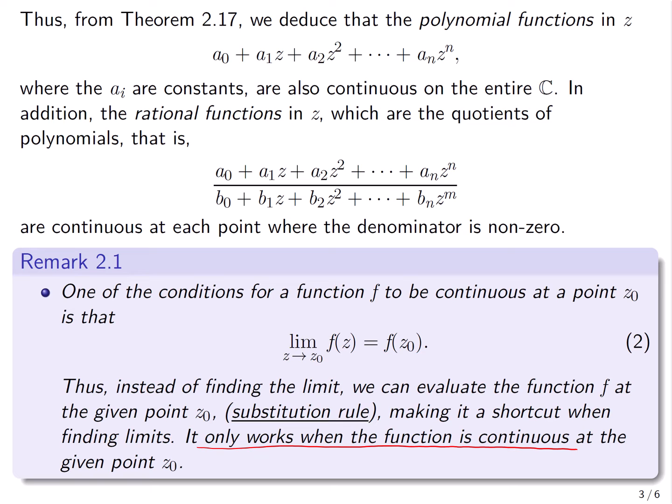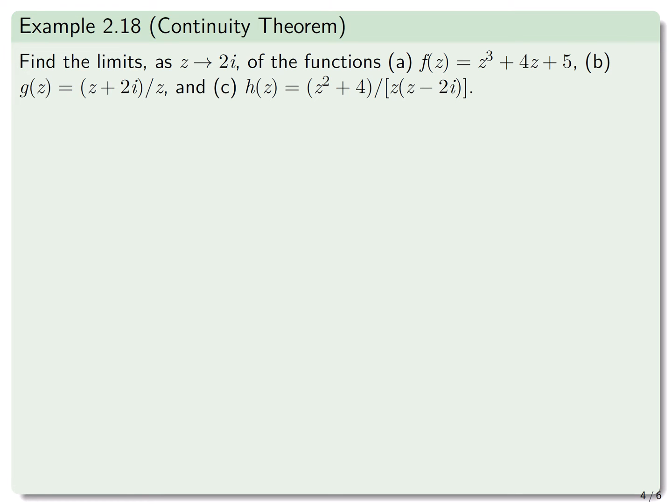So let's look at a few examples now. Let's look at this example. We're going to use the continuity theorem here. The question is, find the limits as z goes to 2i of the functions: a, f(z) equals z cubed plus 4z plus 5; b, z plus 2i divided by z; and c, h(z), which is z squared plus 4 divided by z times z minus 2i.